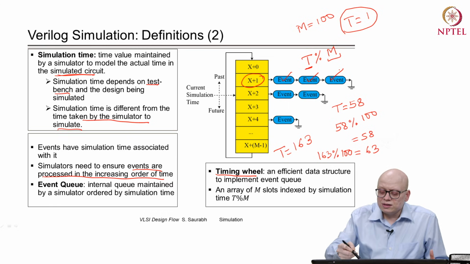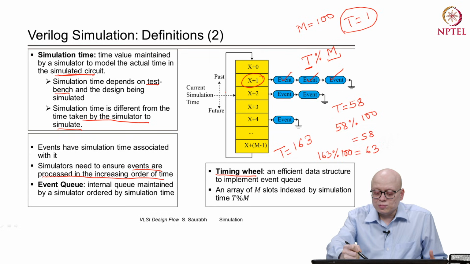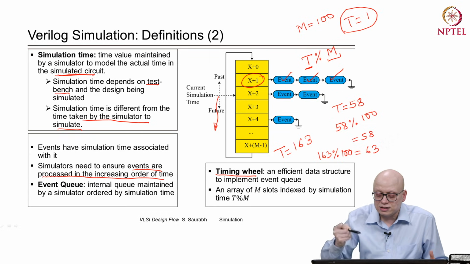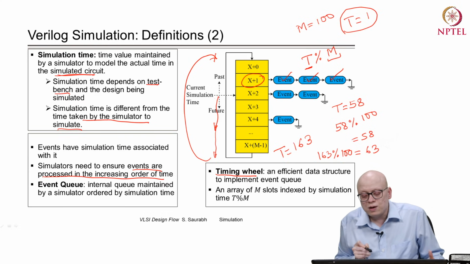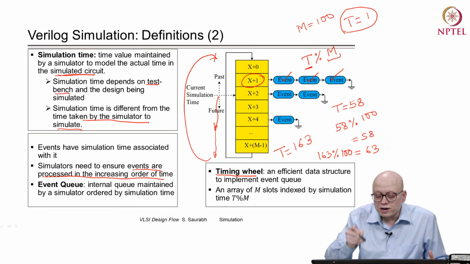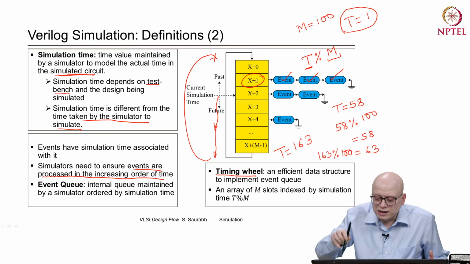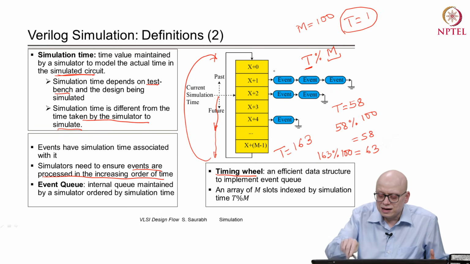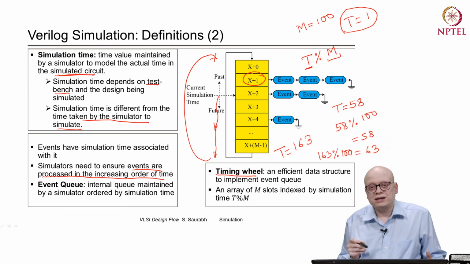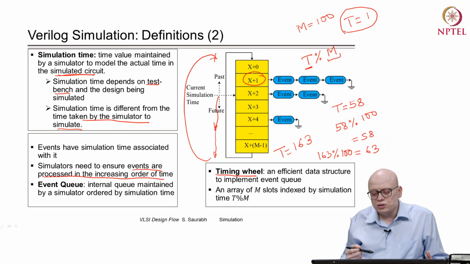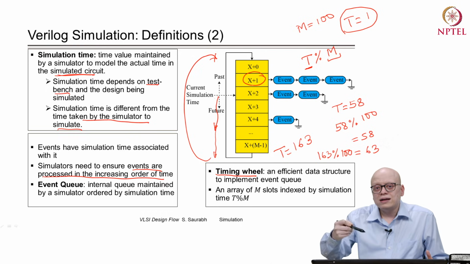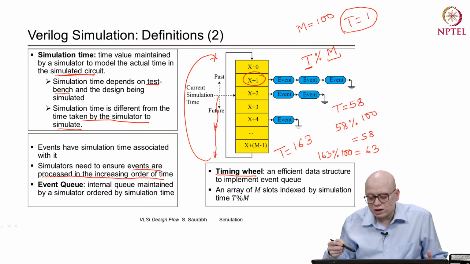Now, as the simulation time progresses, the events are processed in the increasing order of the time slots, and then it wraps back. Once we process the events for a given time slot, we remove all the events associated with it, and that time slot becomes empty, and therefore it can be reused again and again. So, that is how we can use the same time slot throughout our simulation.